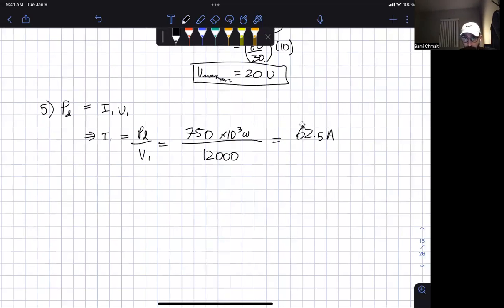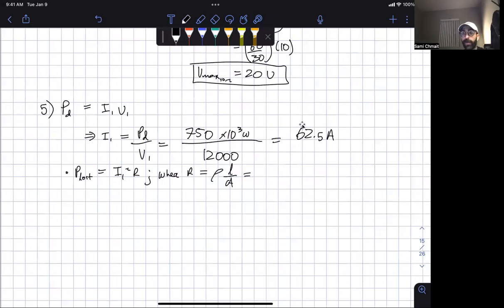The next thing we want to solve for is P lost. So P lost, what's our equation we're going to use? It's going to be I1 squared times R, okay? But we don't know what the resistance value is, but we do know how to calculate it. So we'll say R is equal to rho L over A, right?